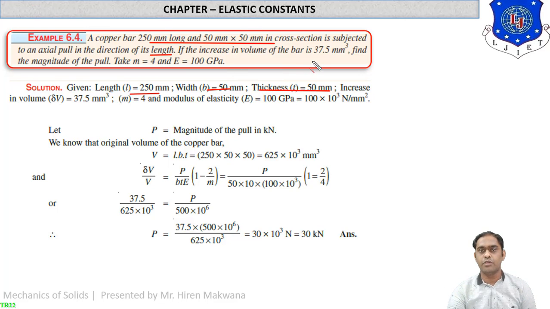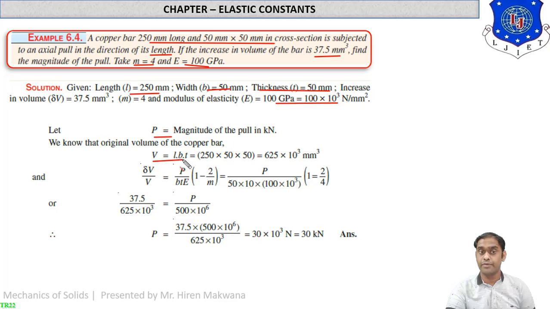If the increase in volume of the bar, means delta V, is already given here, 37.5 mm cube. Find the magnitude of the pull, means we have to find force P. Take m equal to 4. So 1 upon m is equal to 1 upon 4 is equal to 0.25, Poisson's ratio. So E equal to 100 gigapascal, means 100 into 10 raised to 3 Newton per mm square. We have to find P.